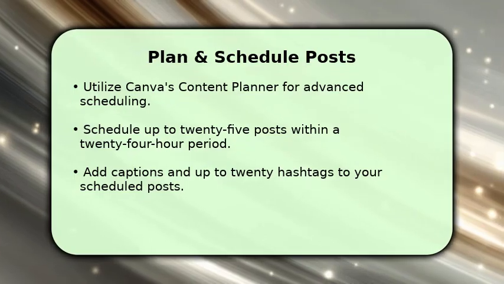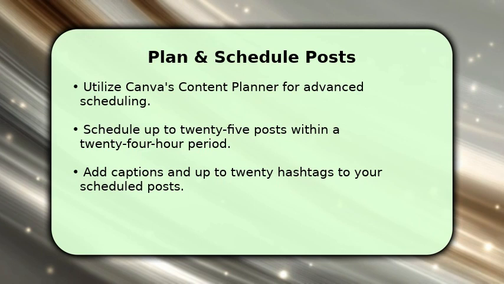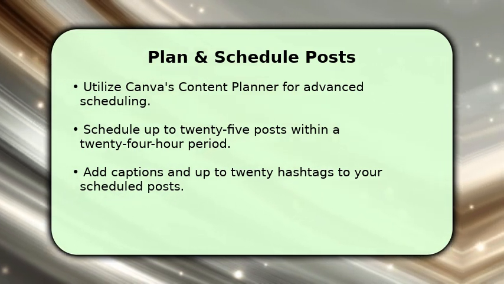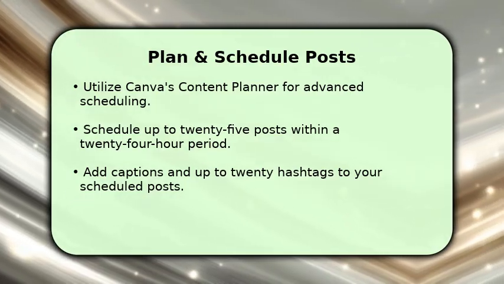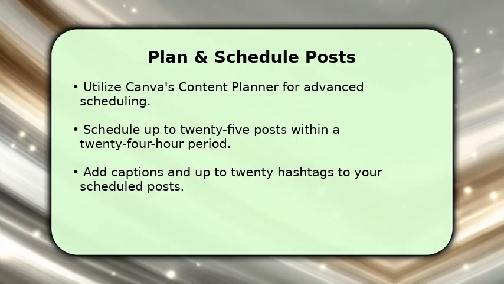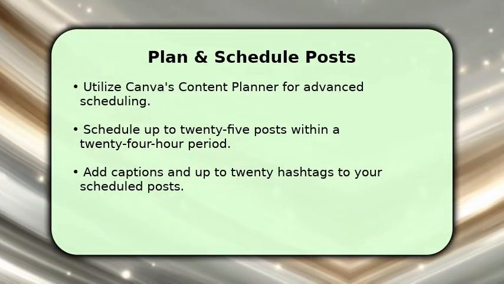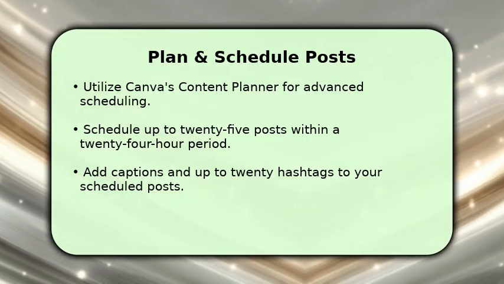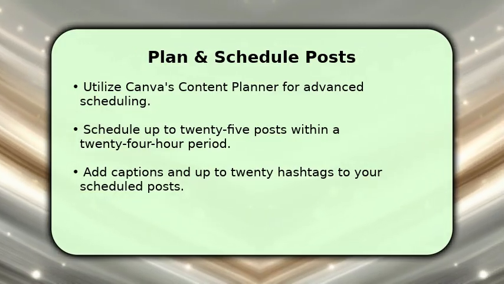Once connected, you can start planning and scheduling your posts with ease. Use Canva's Content Planner to schedule your Instagram content well in advance. You can schedule up to 25 posts within a rolling 24-hour period. When preparing your posts, remember to add engaging captions and include up to 20 relevant hashtags to maximize your reach. This feature helps maintain a consistent posting schedule effortlessly.